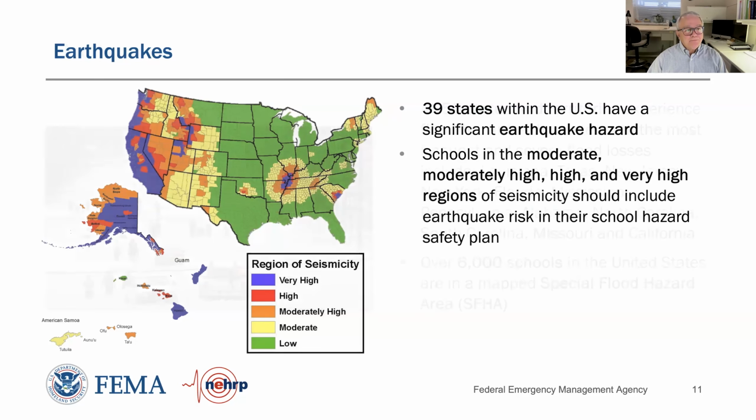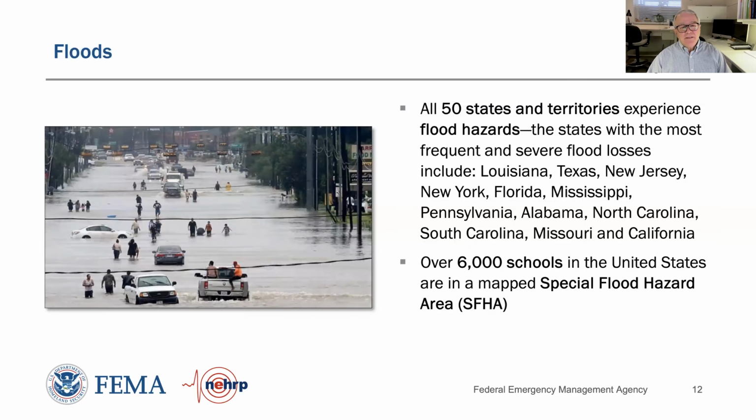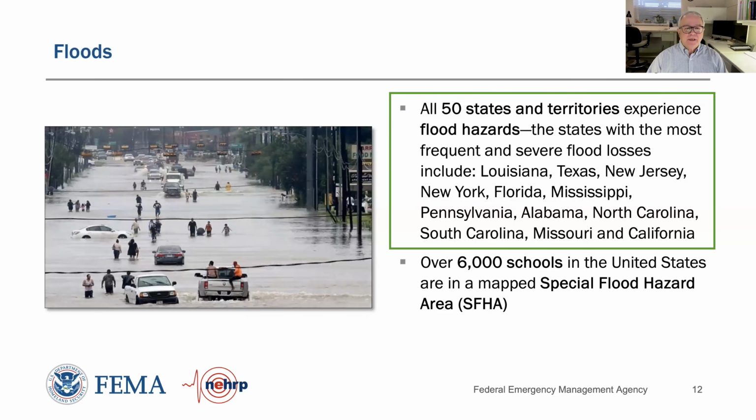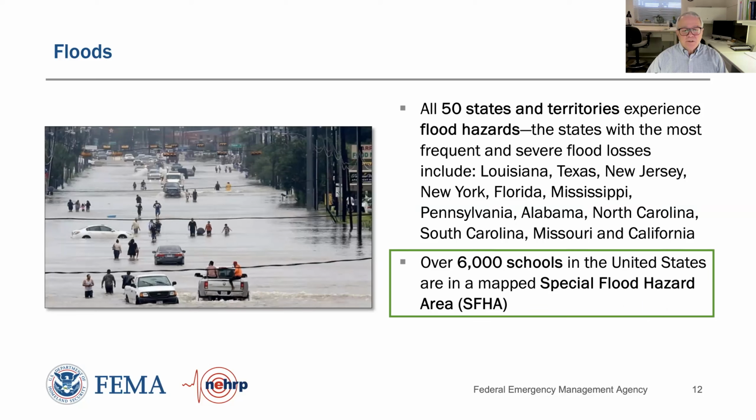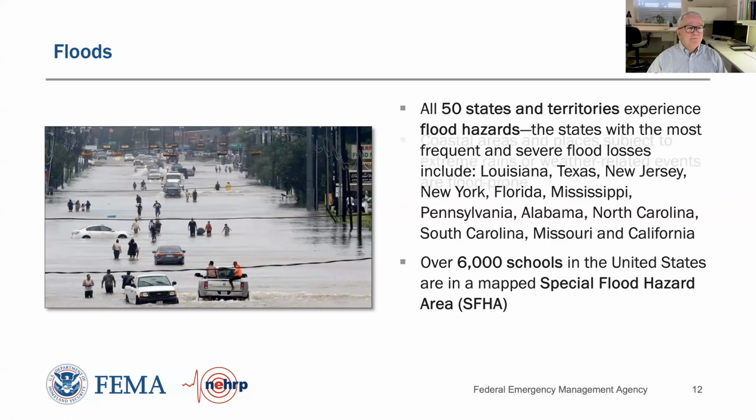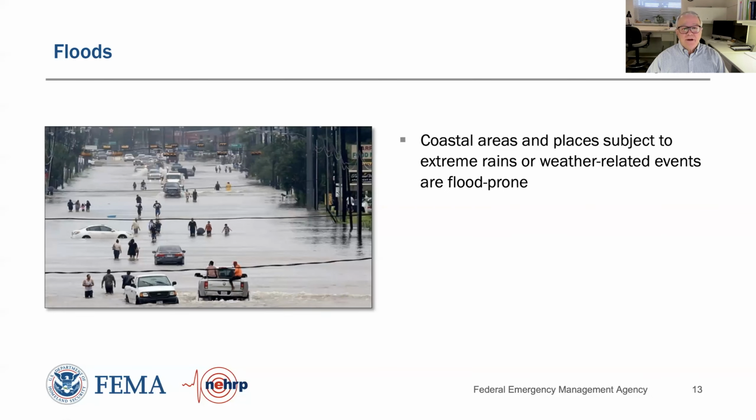Next, floods. All 50 states and territories experience floods, with the most severe losses being experienced in Louisiana, Texas, New Jersey, New York, Florida, and all of the other states listed there. Over 6,000 schools in the United States are in mapped special flood hazard areas, something to keep in mind. Coastal areas and places subject to extreme rains or weather-related events are flood prone also.